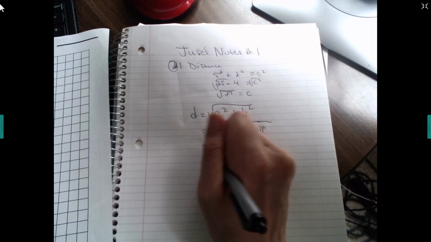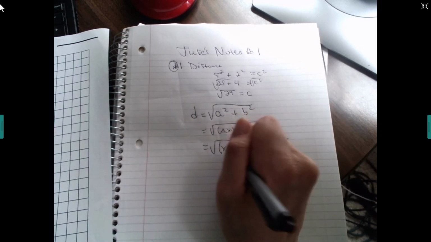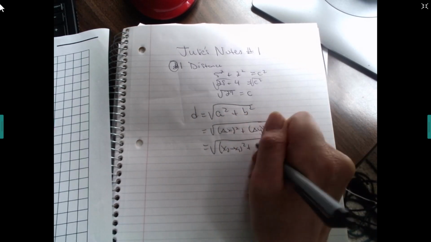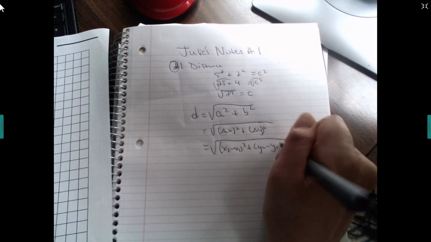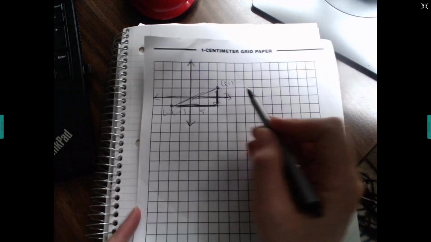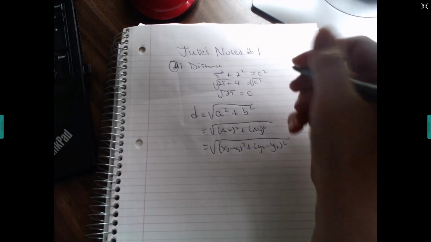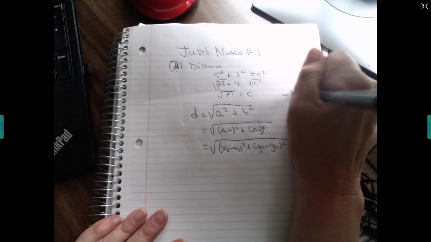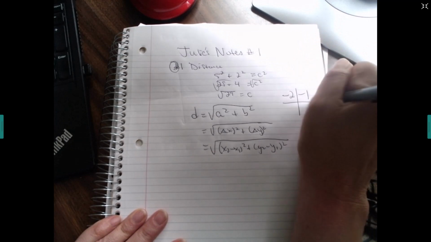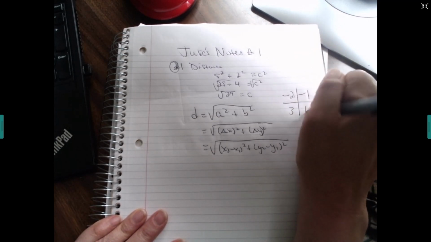And again, sometimes if you see this formula, they might do x2 minus x1 and y2 minus y1 squared, because all you're going to do is ask, how far apart are those? How far apart are those? So if you look at what were my original points, -2, -1 was my input and output, and 3, 1.